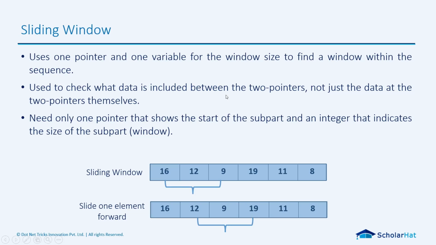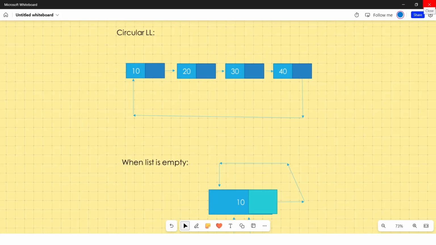Now we're going to jump to the whiteboard and understand what this circular linked list means. After that, we're going to jump to VS Code and implement the circular linked list. So let's jump in and understand what a circular linked list actually means. Here we're going to see what the circular linked list is going to do, which we're going to implement.